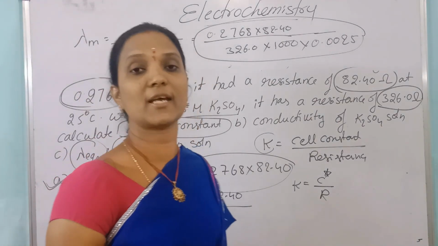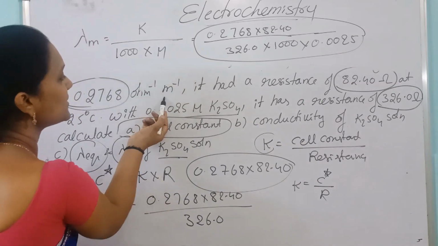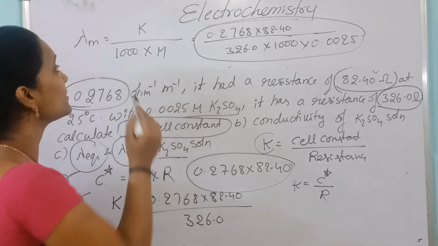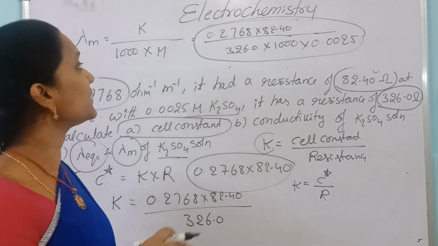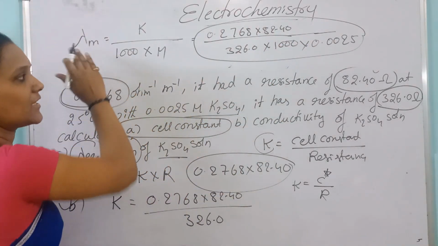If K units are in centimeter inverse, ohm inverse centimeter inverse. Here this is given in meter inverse, so we are getting it in meter inverse only. So if it is in meter inverse, definitely we have to use the formula K by 1000 into M. Just simplify this, you will get the molar conductance.